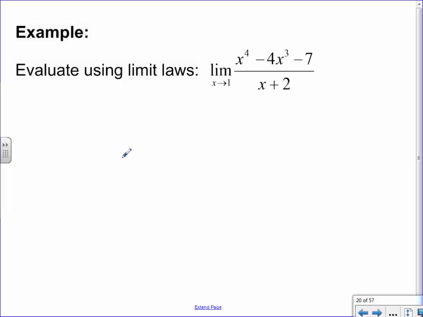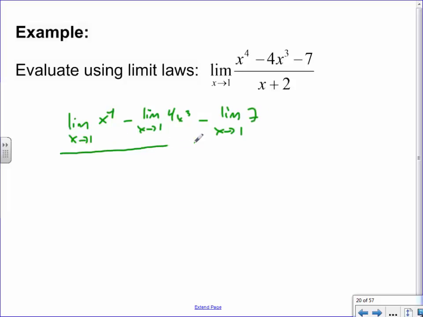So even though this is really redundant, and we're only going to do this like once or twice, this could be equivalent to the limit as x approaches 1 for x to the 4 minus the limit as x approaches 1 for 4x to the 3 minus the limit as x approaches 1 for 7, all divided by the limit as x approaches 1 for x plus the limit as x approaches 1 for 2.